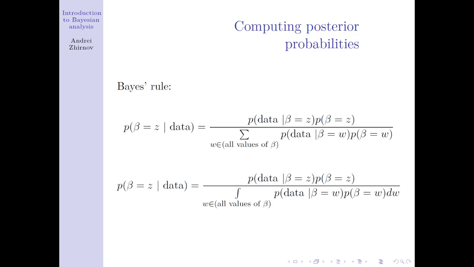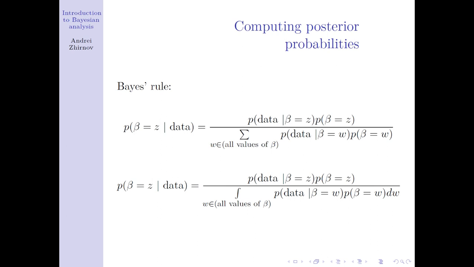According to the Bayes rule, to compute the posterior probabilities of specific parameter values, we need to take the prior probabilities of those parameter values, multiply them by the likelihood associated with those parameter values, and divide this product by the sum of such products across all the possible values of that parameter.